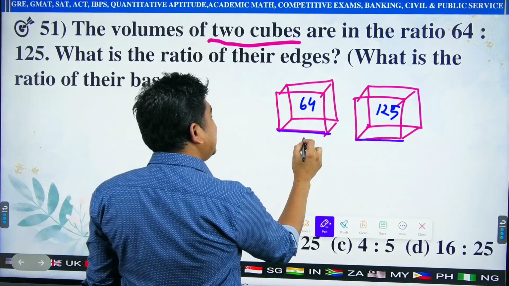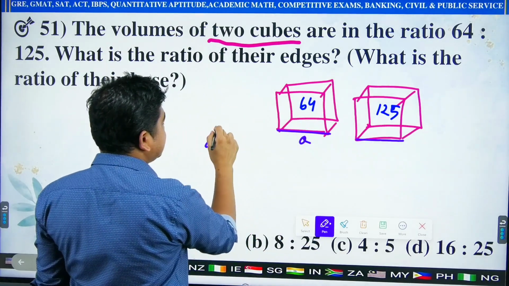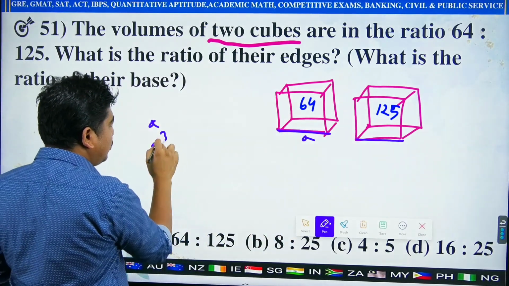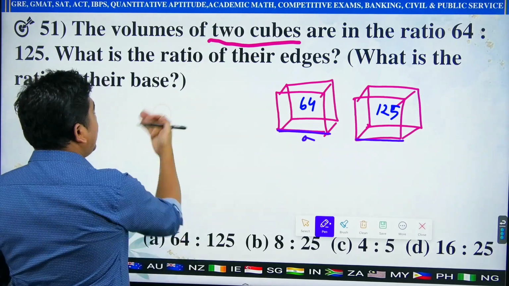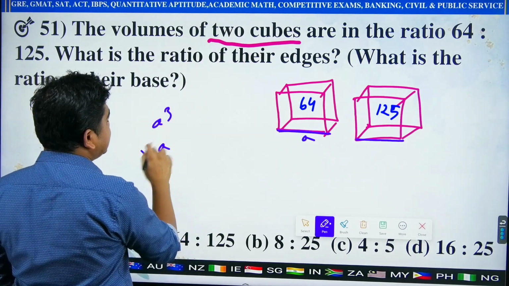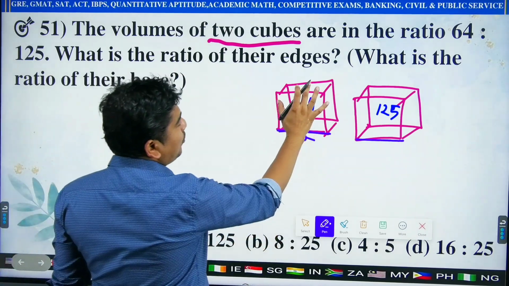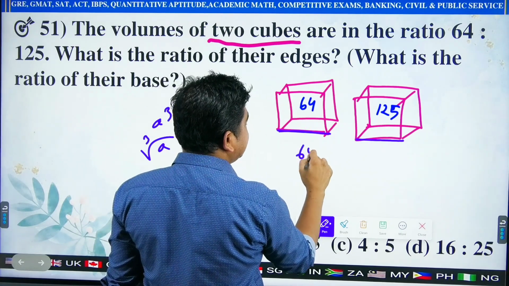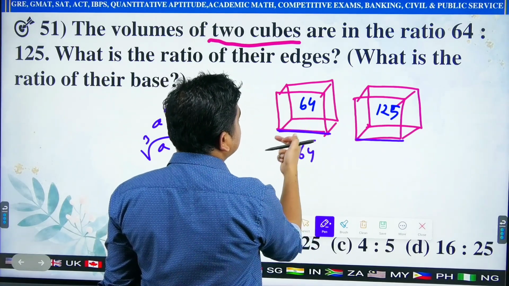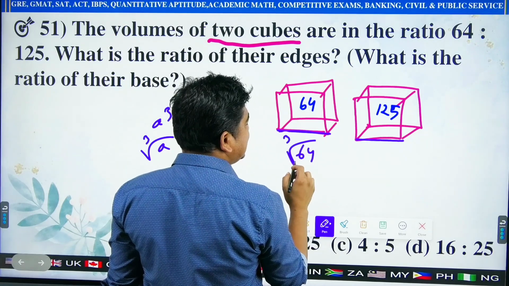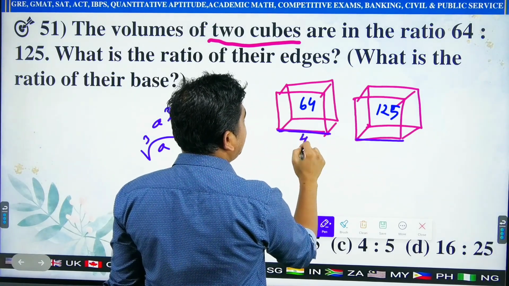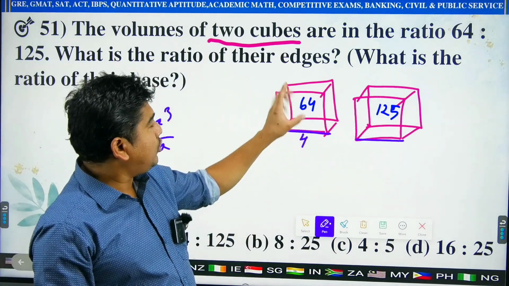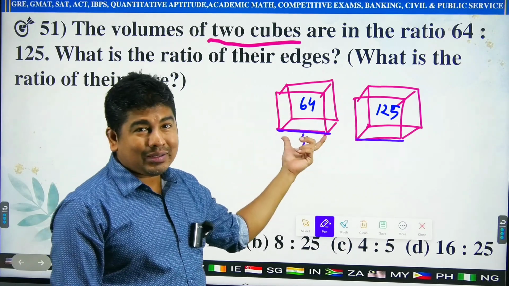When the edge is a, its volume is a cube. When the side is a, volume is a cube. Similarly, when the volume is a cube, the side is the cube root of a cube. If the volume of this cube is 64, the side is the cube root of 64, that means 4. So the volume of this cube is 64 and the length of the side or the edge is 4.